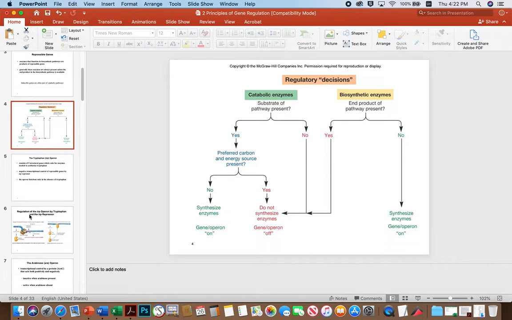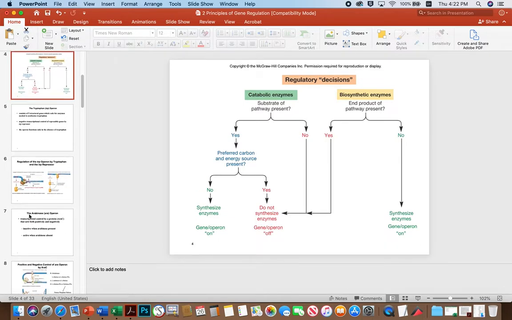So in this particular decision tree, you can see a couple different metabolic decisions that microbes have to make, and you can apply that to the concept of gene expression. So over here, biosynthetic enzymes, if the end product of the pathway is present, indicated here, then there's no need to synthesize more of it, and so the operon would be shut off. However, if the end product of the pathway is not present, then we would synthesize these enzymes, and so those genes and operons would want to be on.